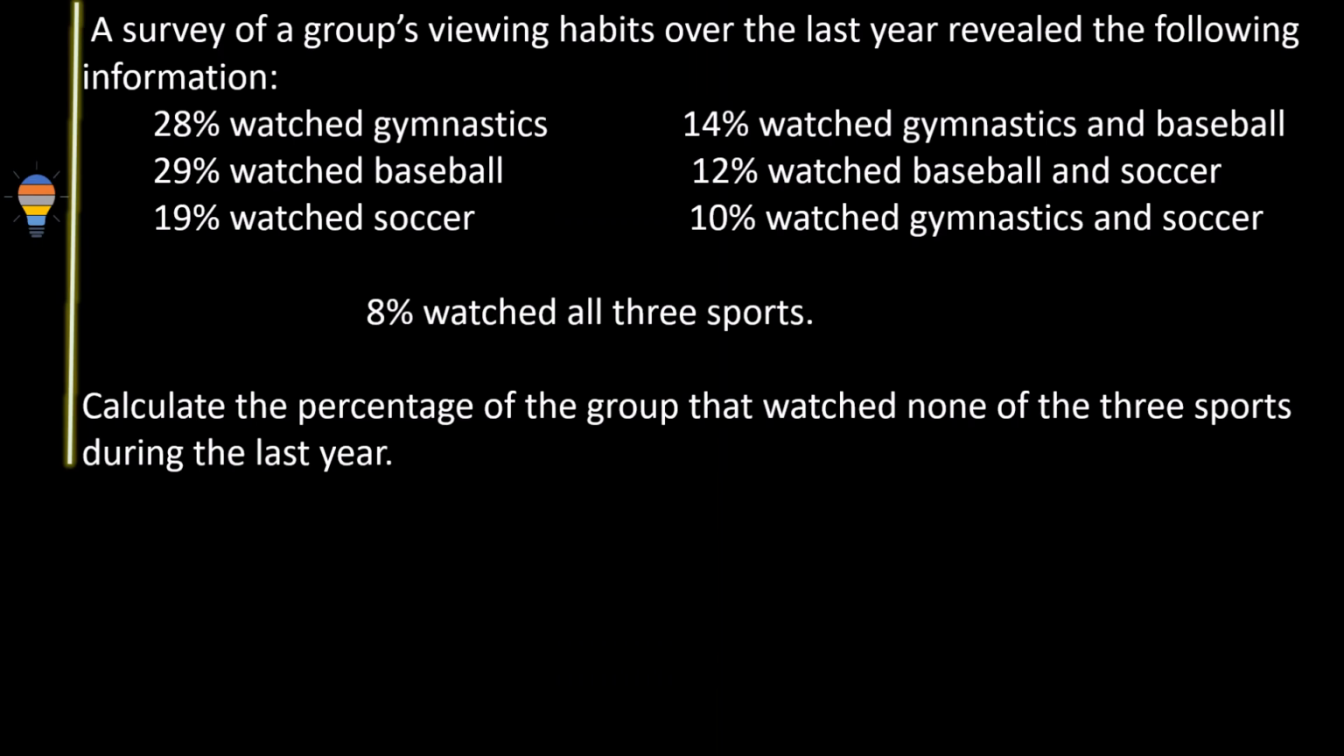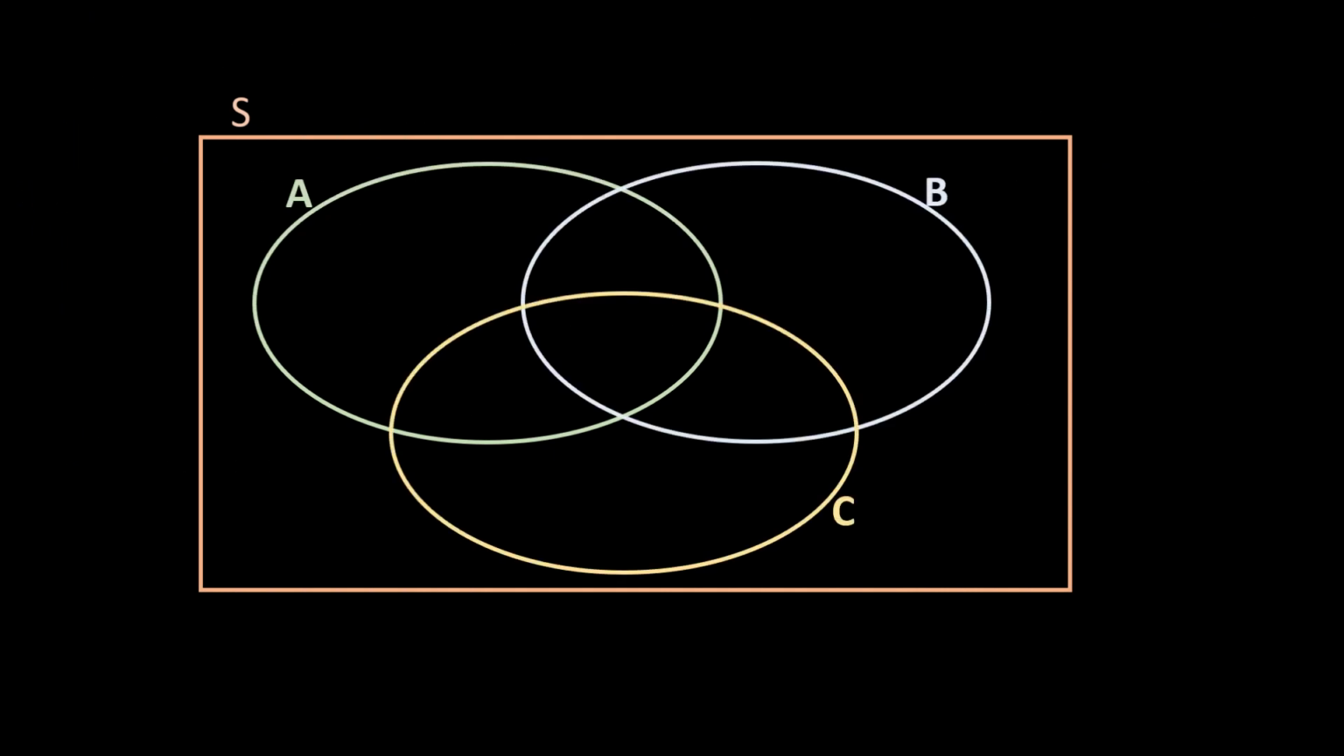Before I explain this example, let me consider the Venn diagram for 3 events or 3 sets. This is the Venn diagram for 3 events. The sample space S is represented by the rectangle. The sets or events A, B and C are represented by the 3 circles A, B and C. This is the common region. So we can say this is the region A intersection B intersection C.